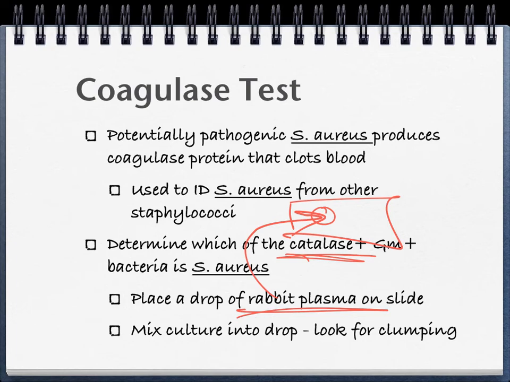Any questions? So out of those 4 gram-positive cocci that are on there, one of them is Staph aureus. And at least 2 are Staphylococcus. So try to find out which ones they are. Cool?